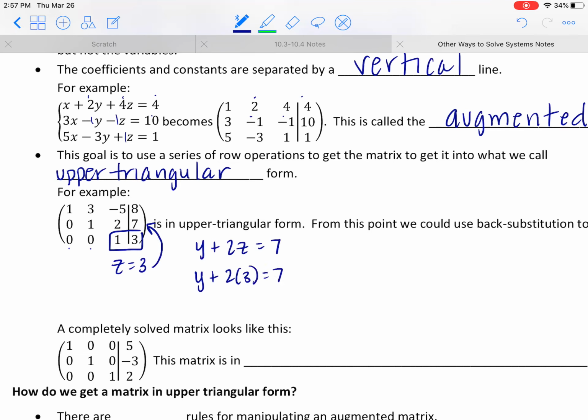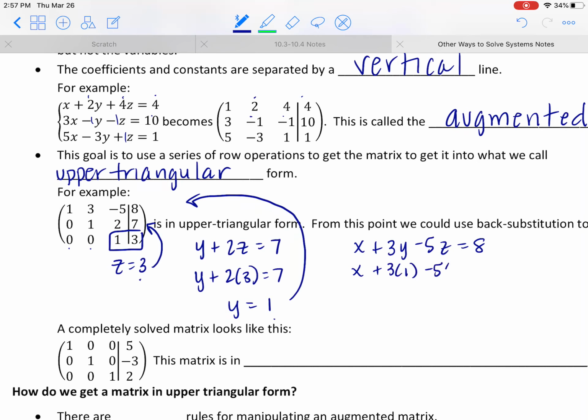Well, we just figured from the previous step that z was 3. So that 2 times 3 is 6, and if I subtract that 6 over, that means y has to equal 1. And now I have 3 and 1 for z and y, which means I can plug both of those back into the first equation. So I have 1x plus 3y minus 5z that has to equal 8. Well, y we said was 1, and z we said was 3. So if we take the 3, subtract the 15, that's going to give us a minus 12. And if we add that minus 12 over, then we see x has to equal 20.